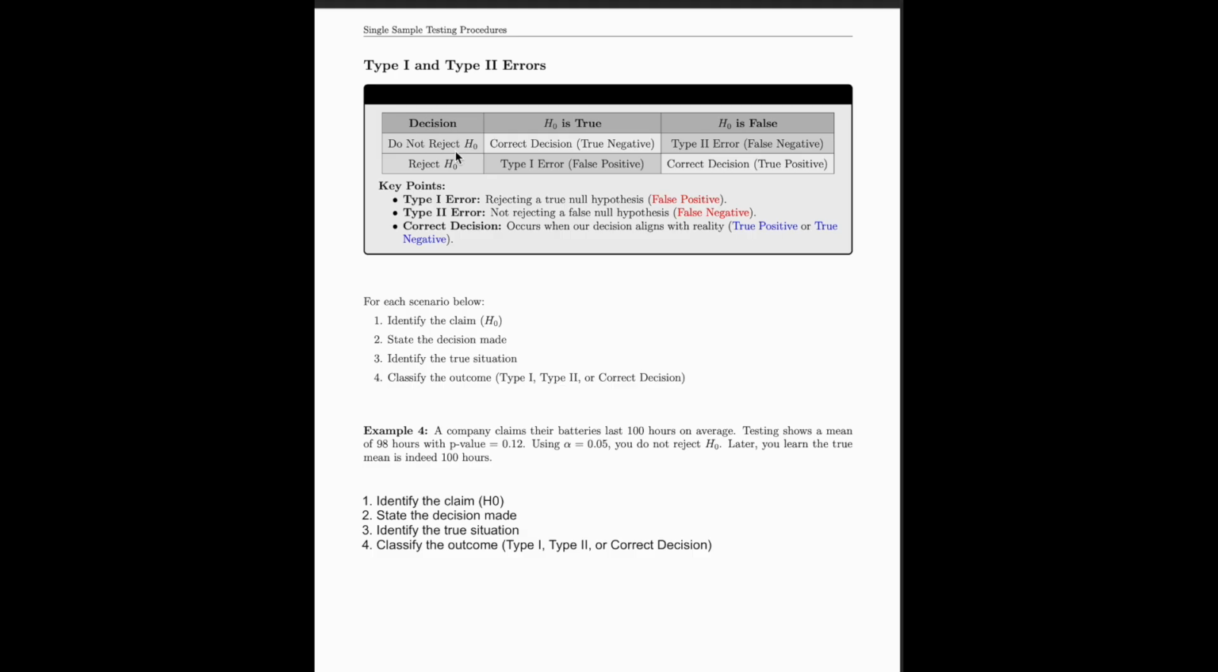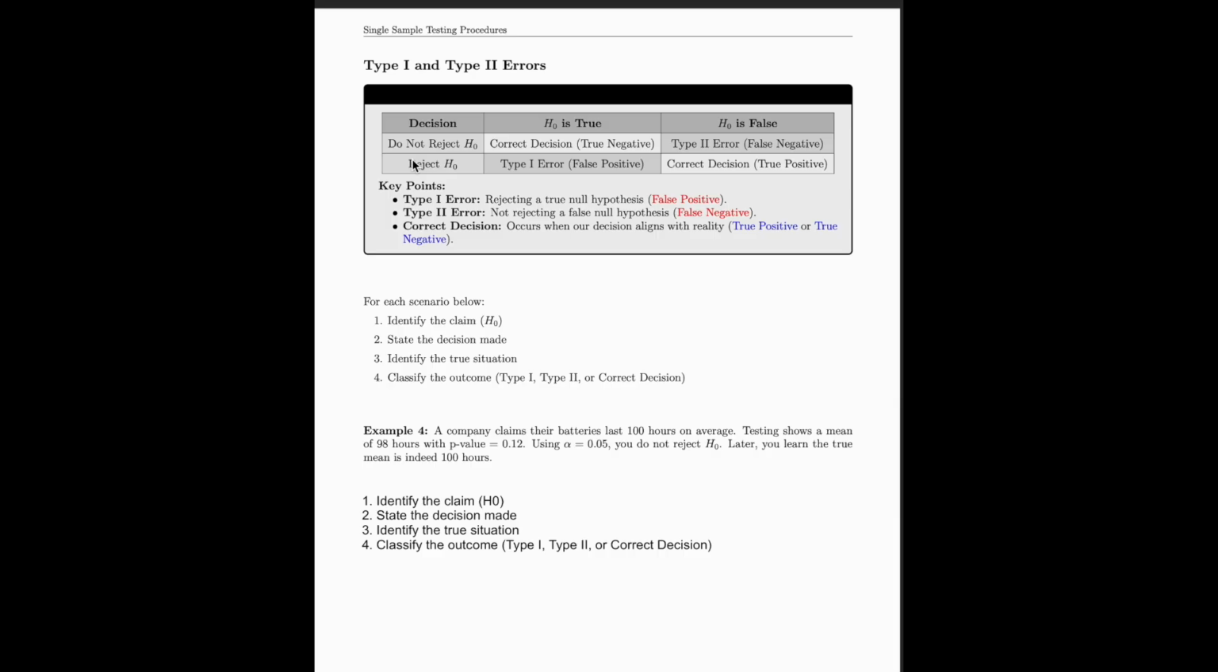So here in this table, we have it listed out. This is the decision of the jury or the decision of the hypothesis test. And then up here is the truth, okay? So if you make the decision that you do not reject the null hypothesis and you find out later that the null hypothesis is true, that is a correct decision. If your decision is to not reject the null hypothesis, but later you find out that the null hypothesis is false, that is what's called a type 2 error.